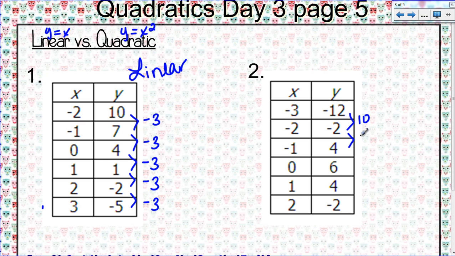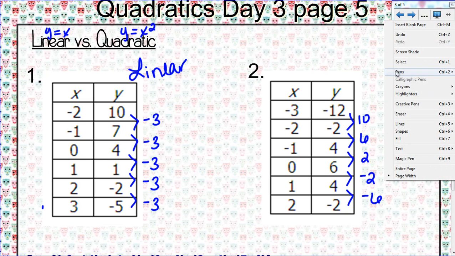From negative 2 to 4 is an increase of 6. From 4 to 6 is 2. From 6 to 4 is a decrease of 2. And then from 4 to negative 2 is a decrease of 6. Well, none of those are the same. So I don't have a constant rate of change, which means I don't have a linear function.